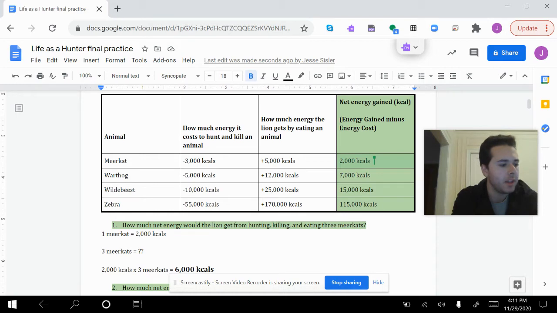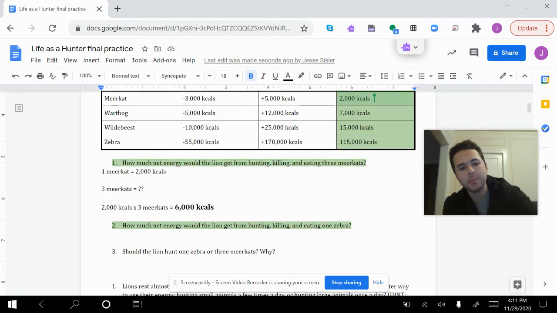Okay. So same process for number 2, only this time we don't have to do any addition or multiplication. Go ahead and submit your answer for that. How much net energy would the lion get from hunting, killing, and eating 1 zebra?